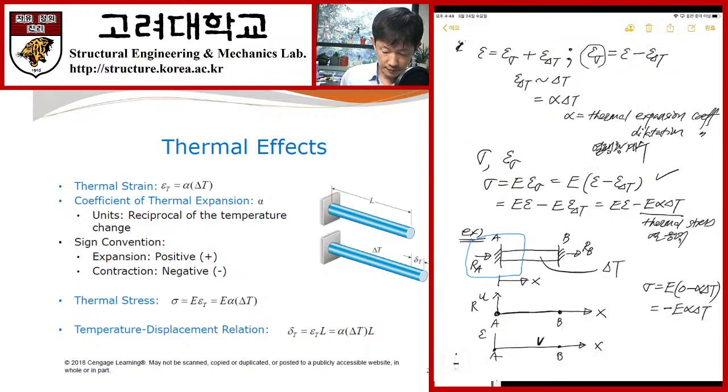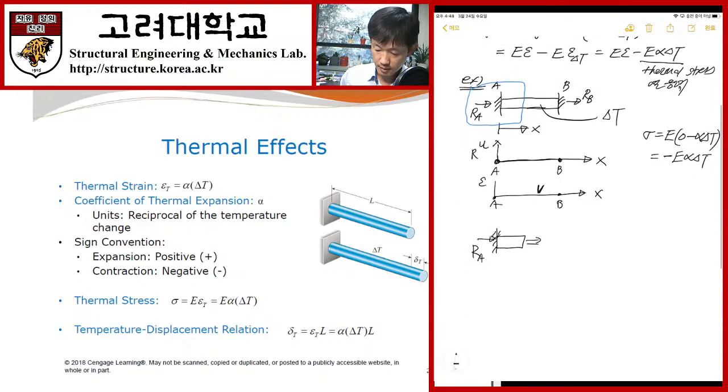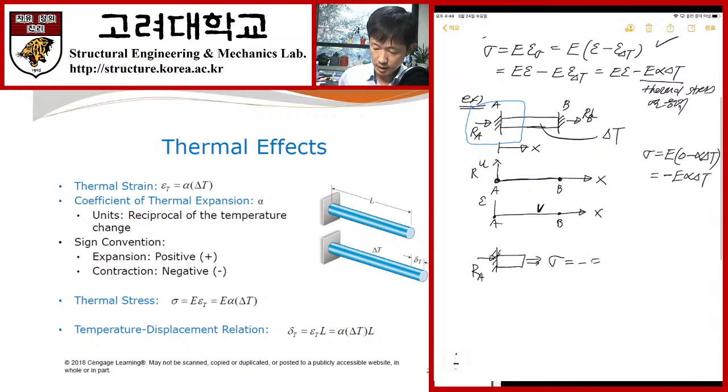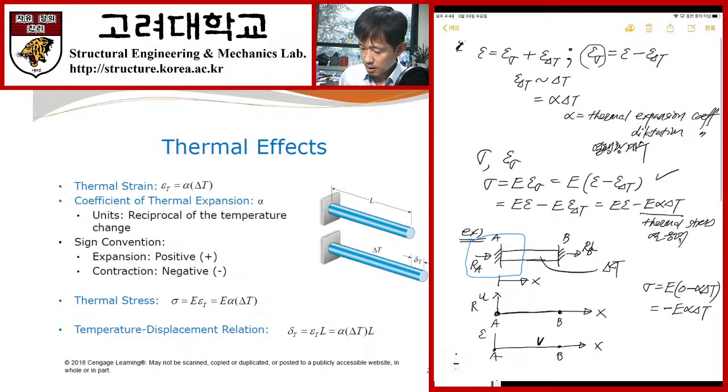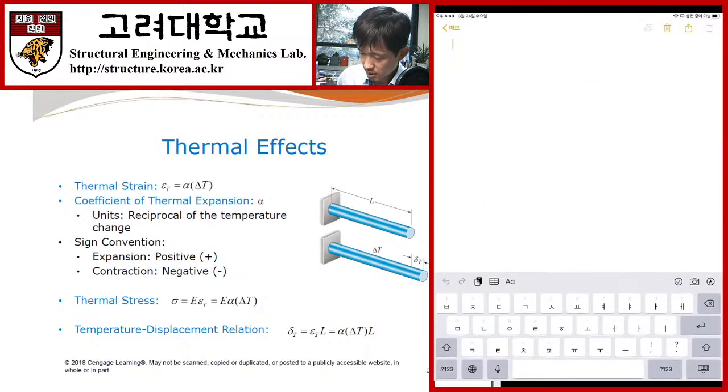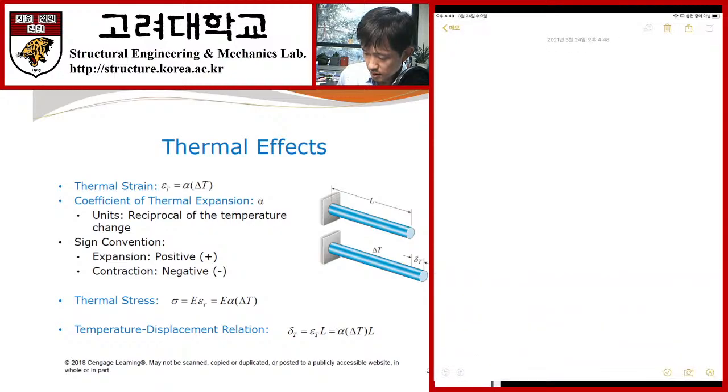And then I have stress field, sigma. And then here my sigma is minus E alpha delta T. Oh, I don't know what happened today. Sorry about it. So RA, and then this is part of my member. And then we have positive stress field. This is sigma, minus E alpha delta T.